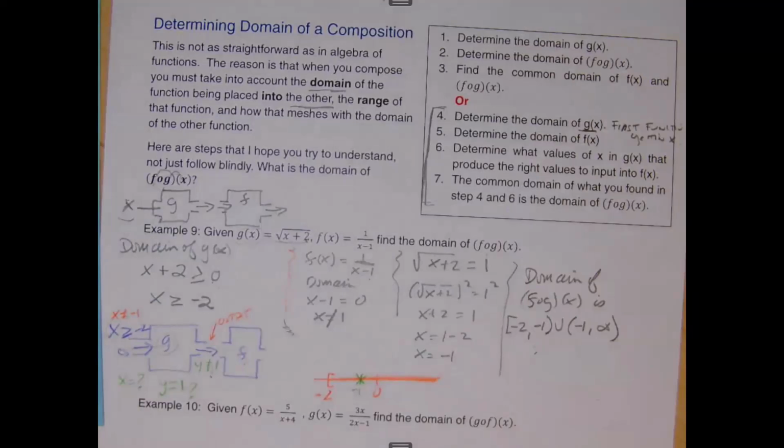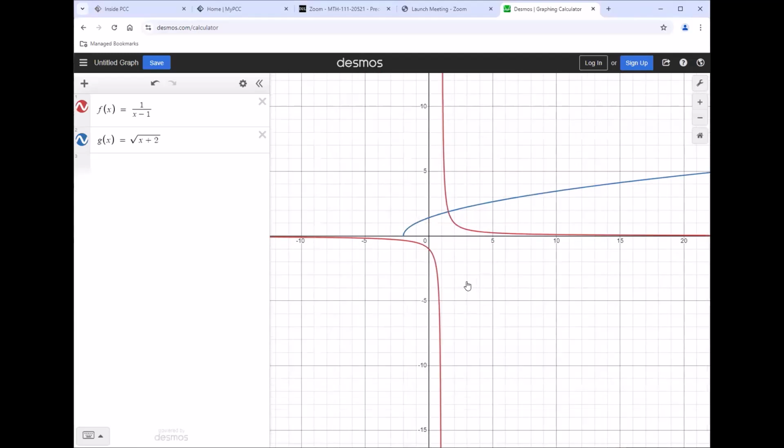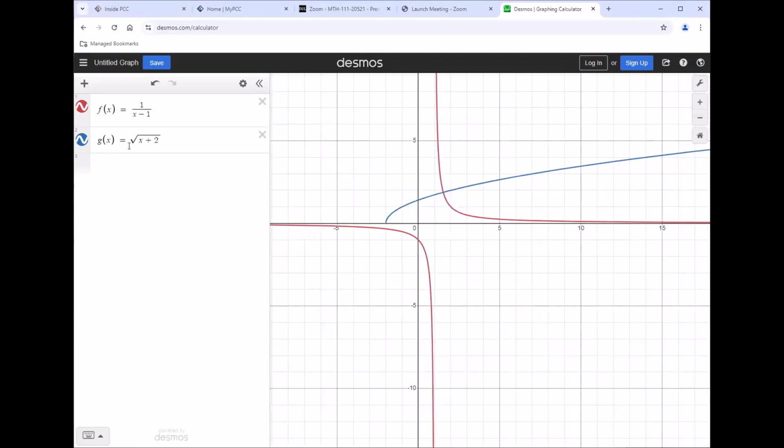Now I'm going to show you what it looks like in Desmos, just so we can verify this. It's really nice having the ability to graph quickly these days. I'm back in Desmos, and I've entered both of these functions separately for this example: 1 over x minus 1 in red, and g of x, square root of x plus 2, in blue. But that's not what I'm really focusing on.